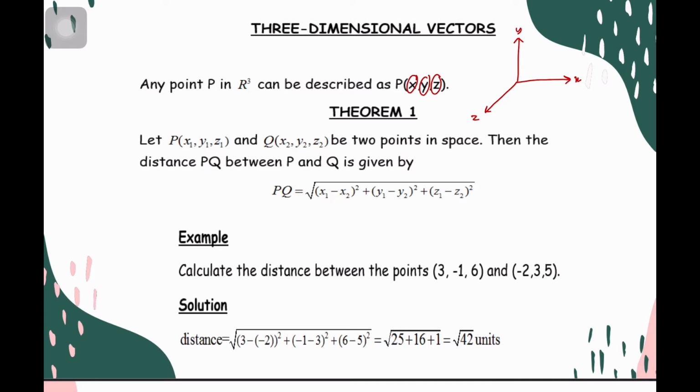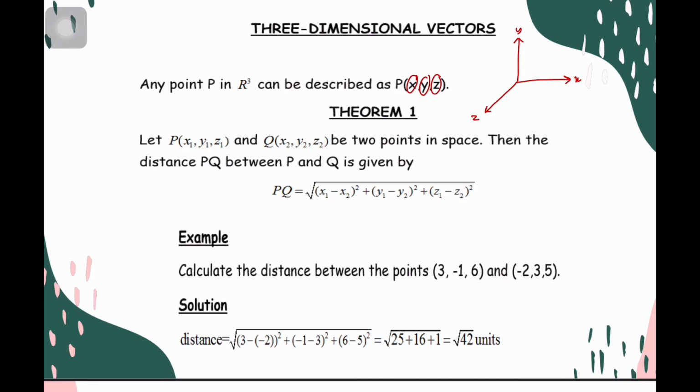Okay, so let P be the point (x1, y1, z1), and another point Q where Q is (x2, y2, z2), be two points in space. Then the distance PQ between P and Q is given by the square root of (x1 minus x2) to the power of 2, plus (y1 minus y2) to the power of 2, plus (z1 minus z2) to the power of 2. It is the same as the distance for two-dimensional vectors.